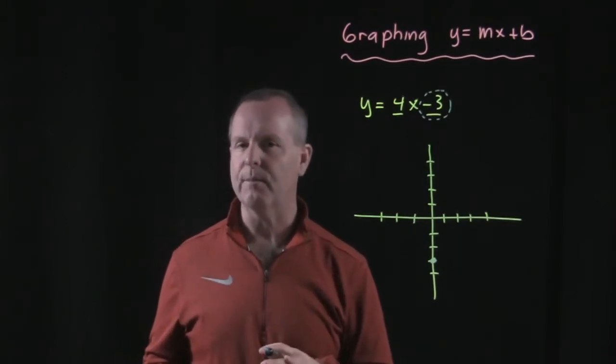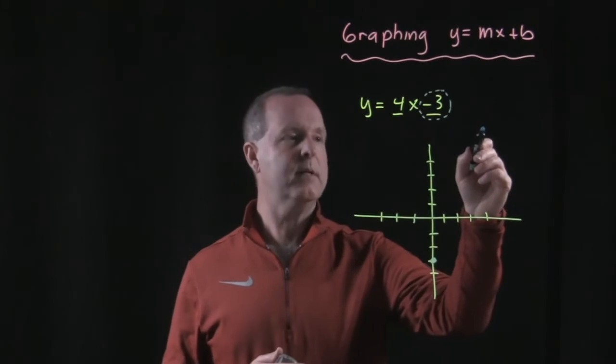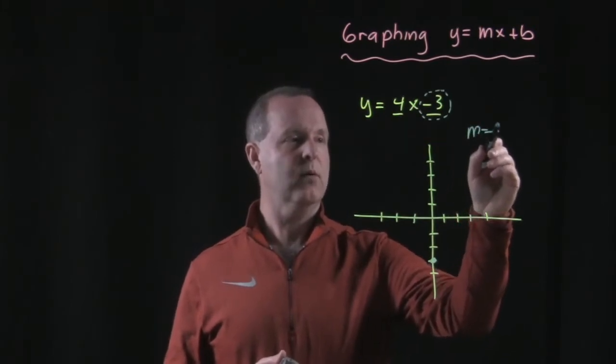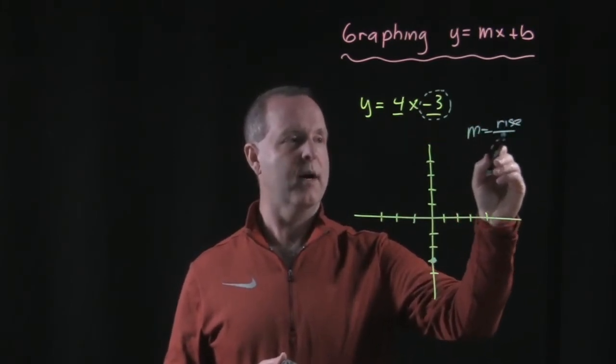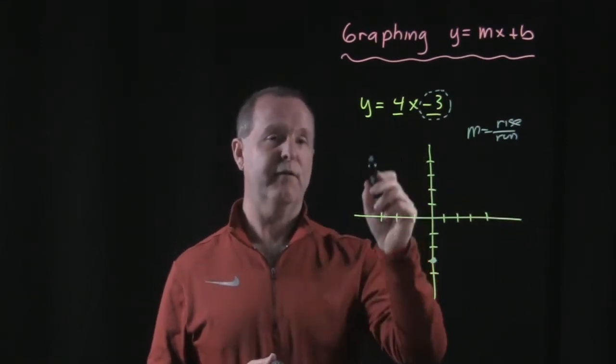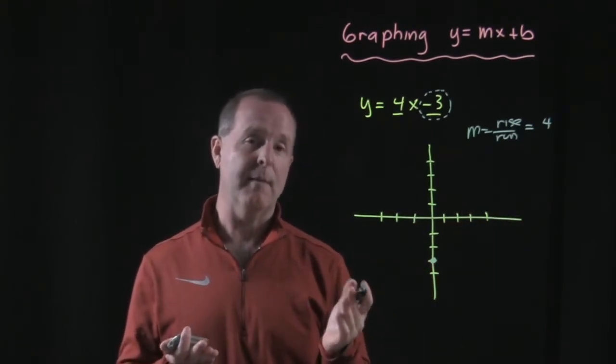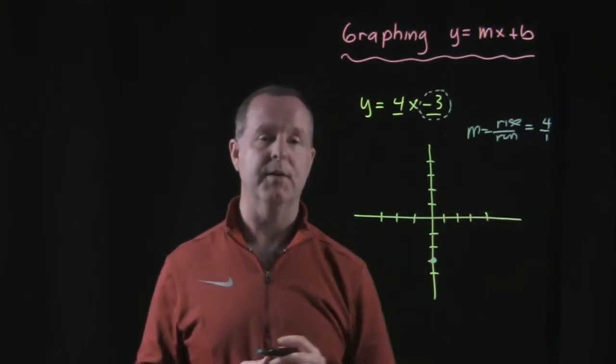How do we find another point? Well, that comes from this idea of slope. Remember, slope equaled rise over run. And in this particular case, it's 4. And it's just a 4. That means that there's an understood 1 underneath of it.